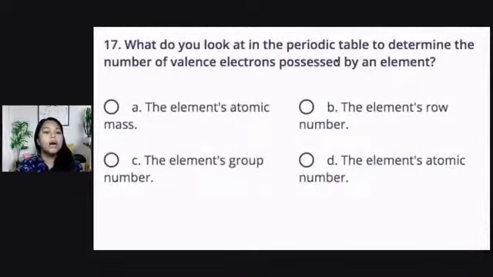17. What do you look at in the periodic table to determine the number of valence electrons possessed by an element? Is it letter A, the element's atomic mass, letter B, the element's row number, letter C, the element's group number, or letter D, the element's atomic number?